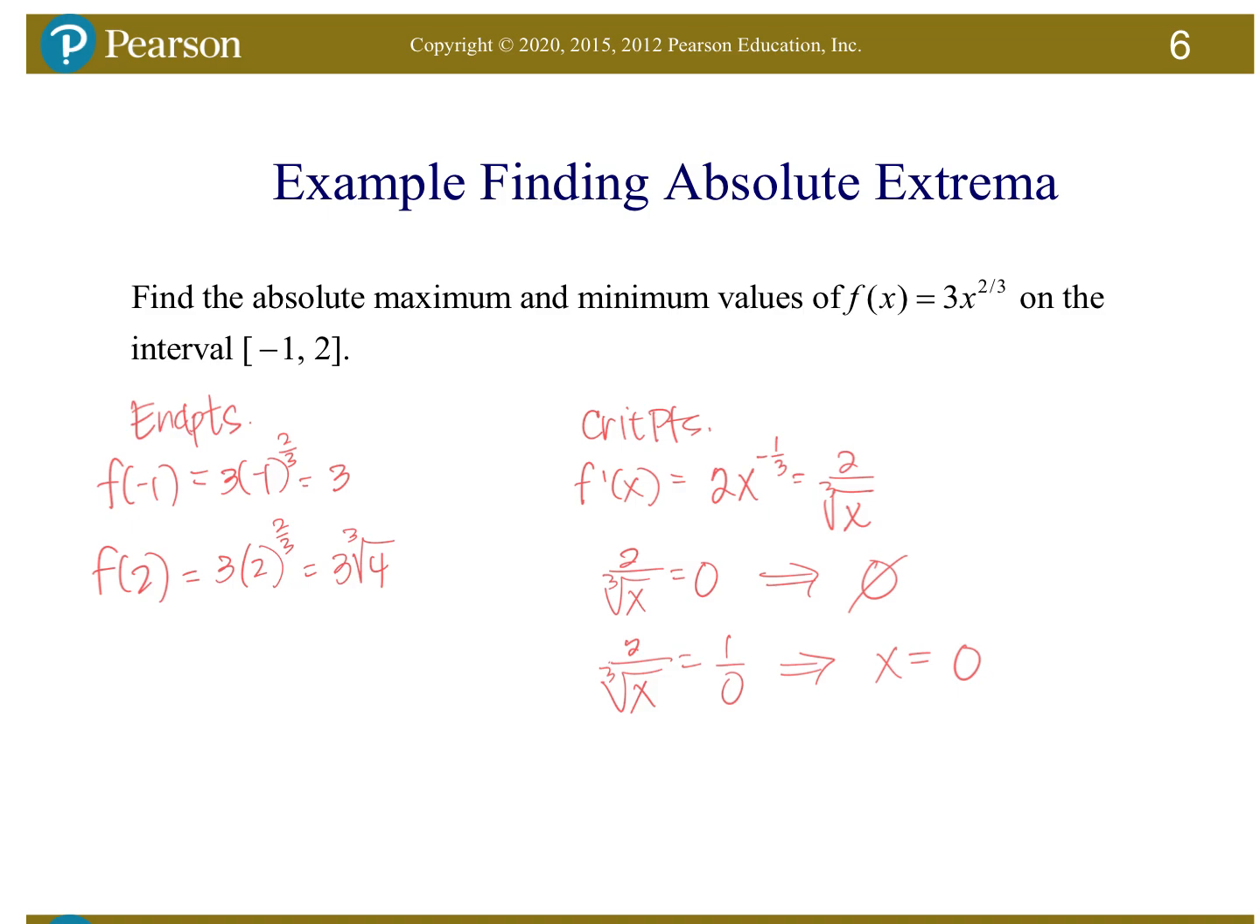So then I want to go back and figure out what f of 0 is. And f of 0 plugged back into the original function is 3 times 0 to the 2/3, which is 0. So now, according to the candidates test, I've checked all the candidates.